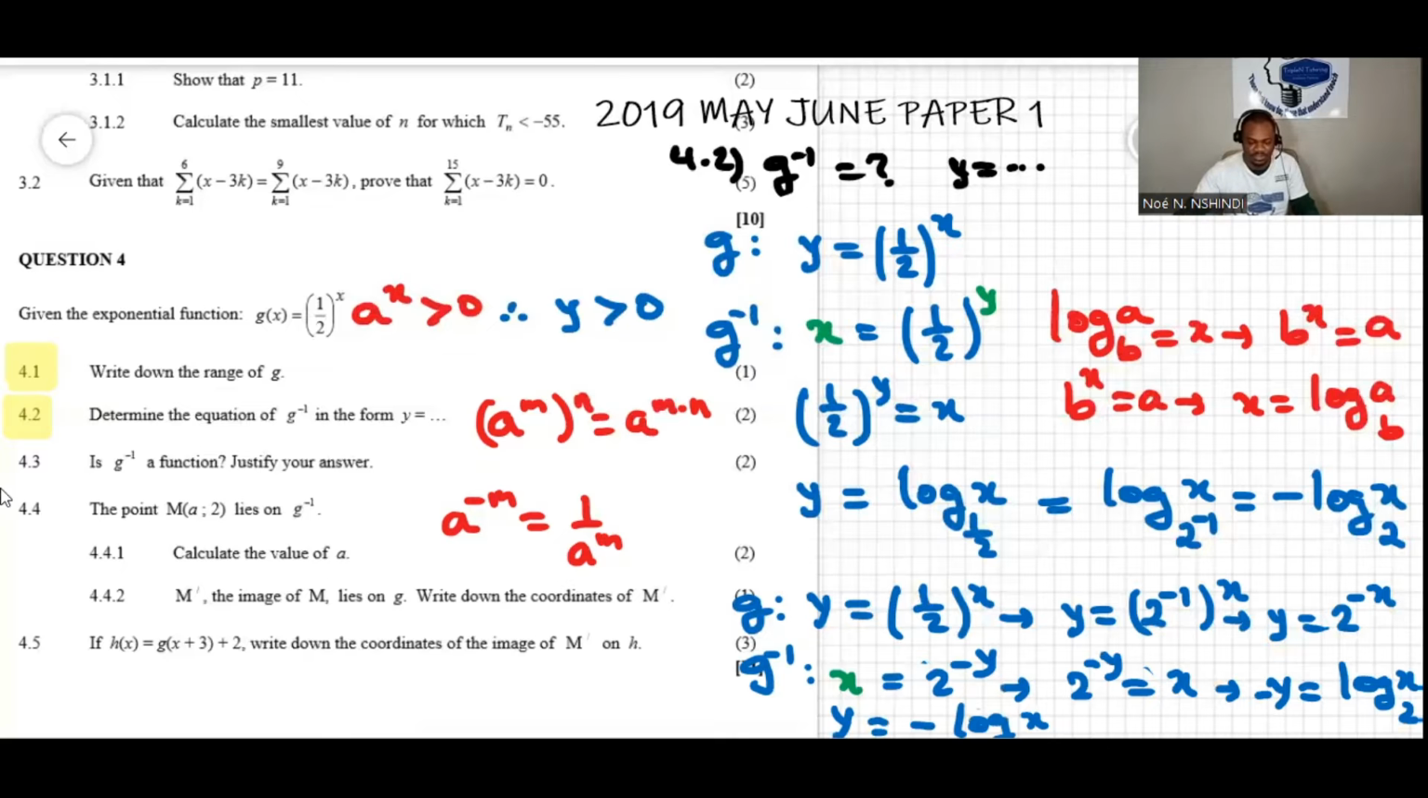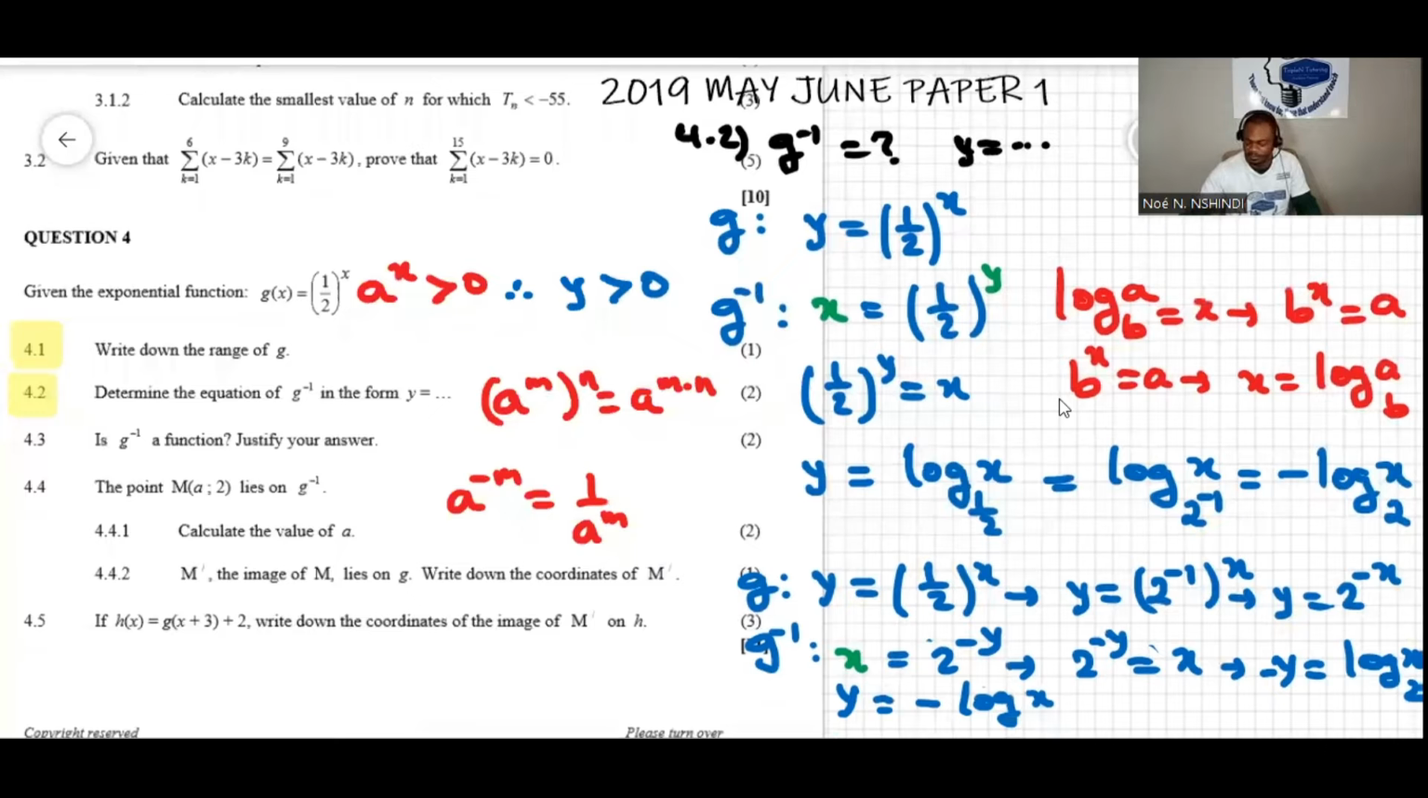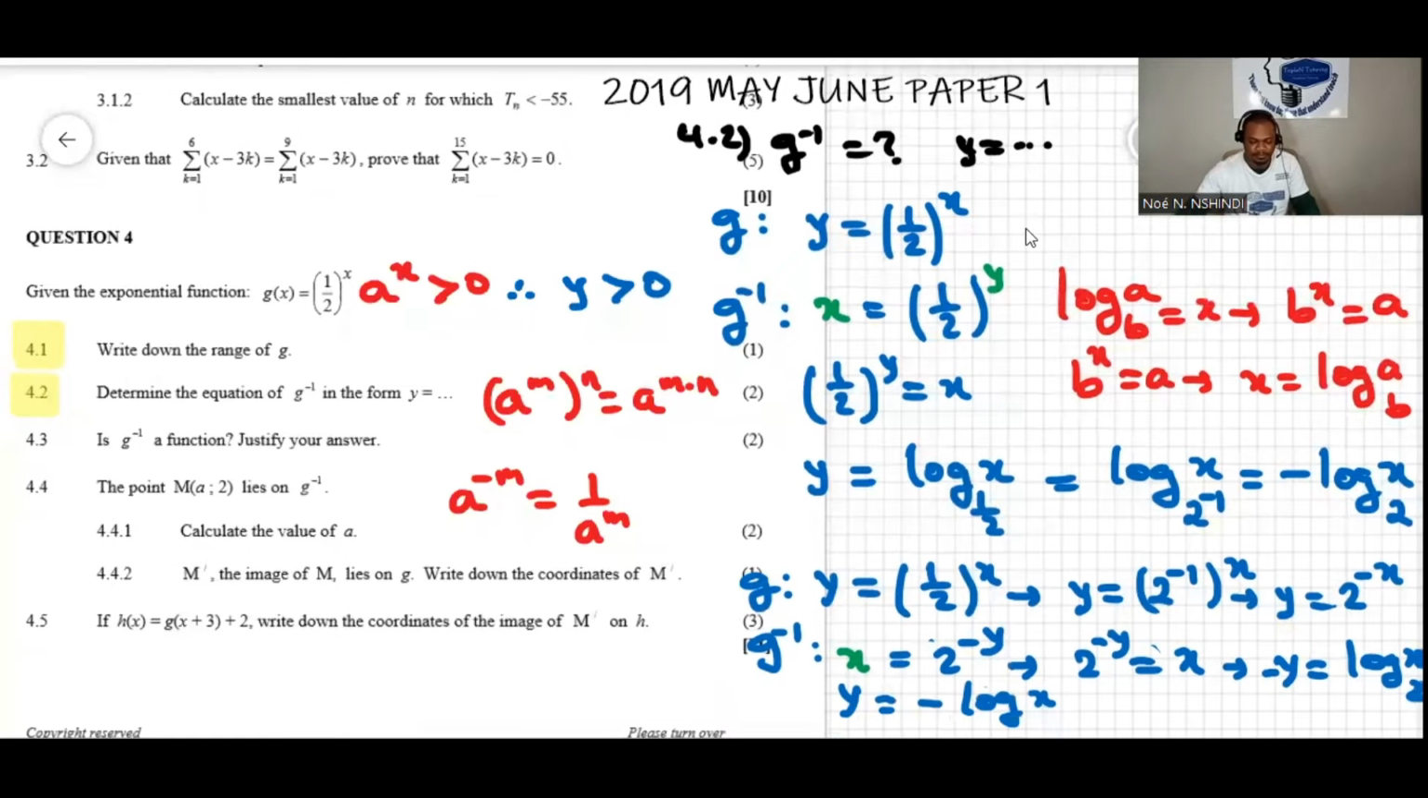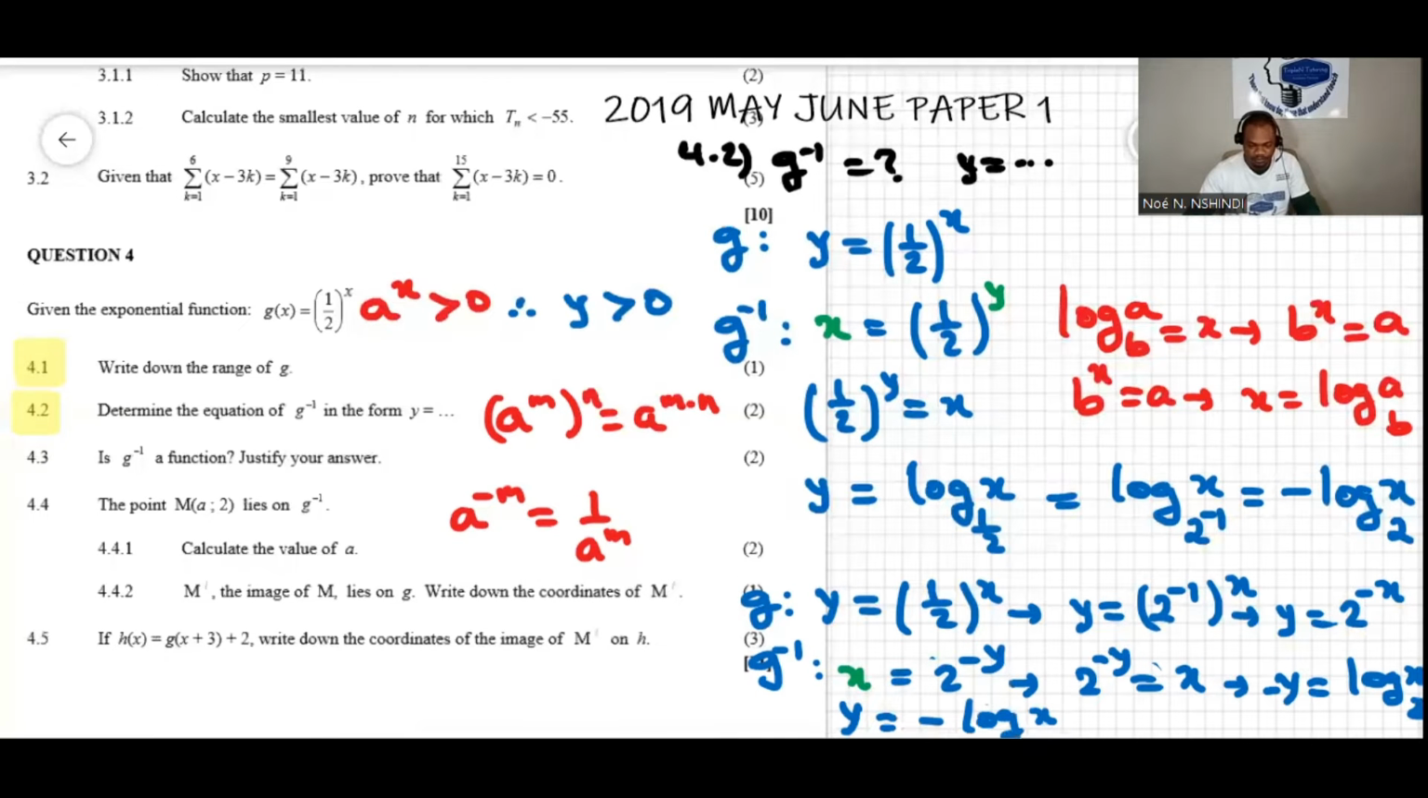We don't really see it there. Let me just move my board a little bit up. I'm going to write it over here because of space. So y will be equal to negative log of x base 2.